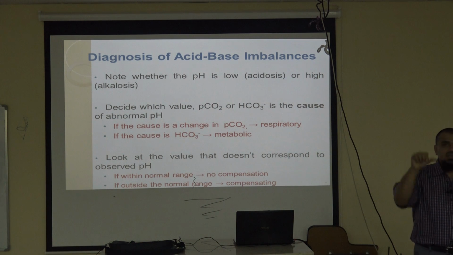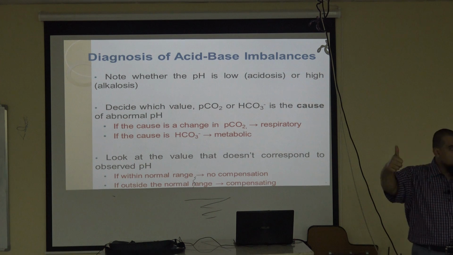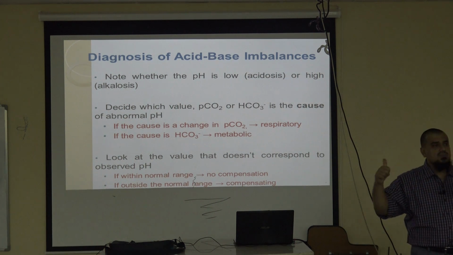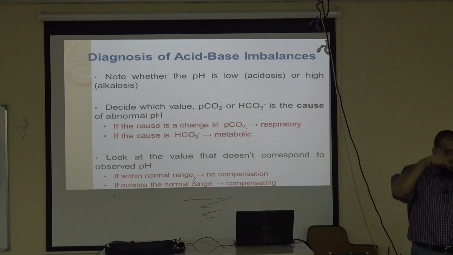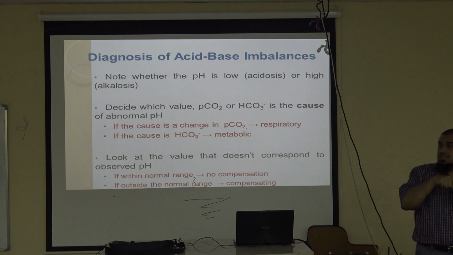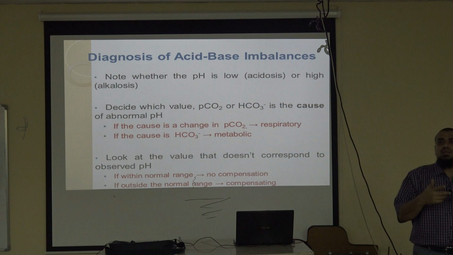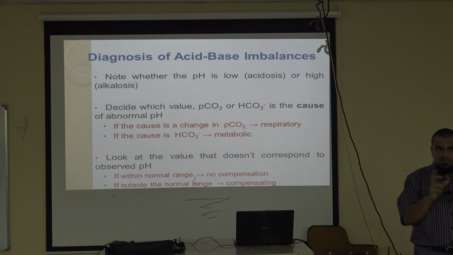Clear? If there is a drop in the pH, this drop in the pH is due to increase of the carbon dioxide, or this is due to decrease of the bicarbonate. You have to establish the cause of pH change. Clear? And then you can say this is respiratory acidosis or metabolic acidosis. Clear? So first you have to see.